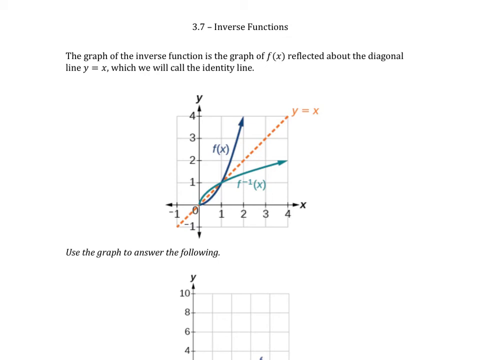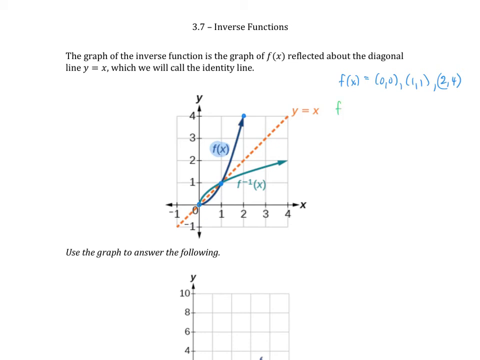Our original function is this f of x function. Let's pick out some points on that. We have 0, 0, 1, 1. It looks like 2, 4. So for our f function, we have 0, 0, 1, 1, and 2, 4. Those are some ordered pairs. Those aren't all the ordered pairs, those are just some ordered pairs.